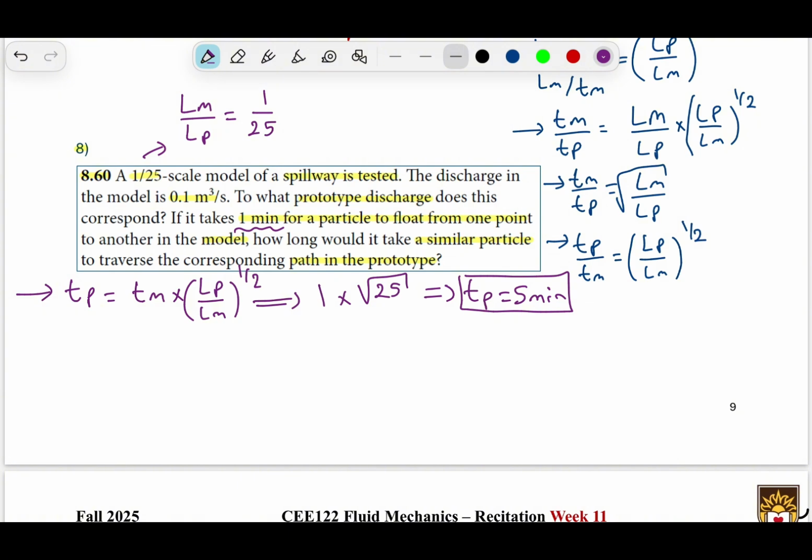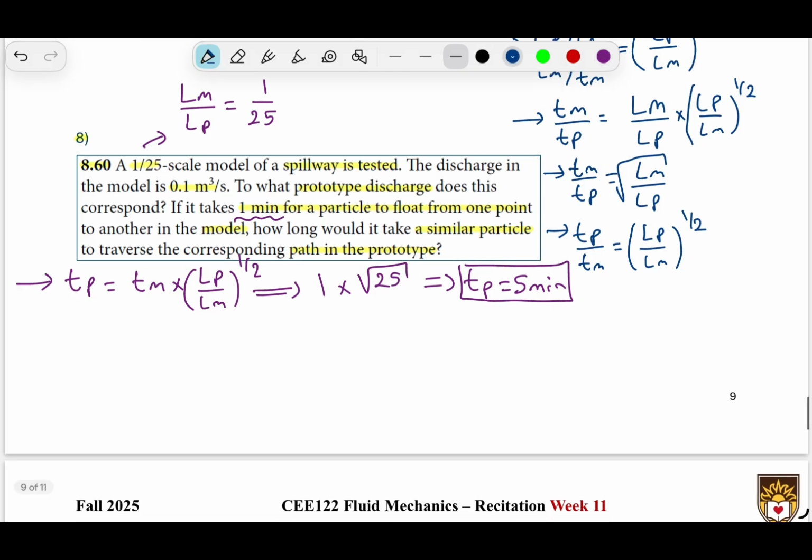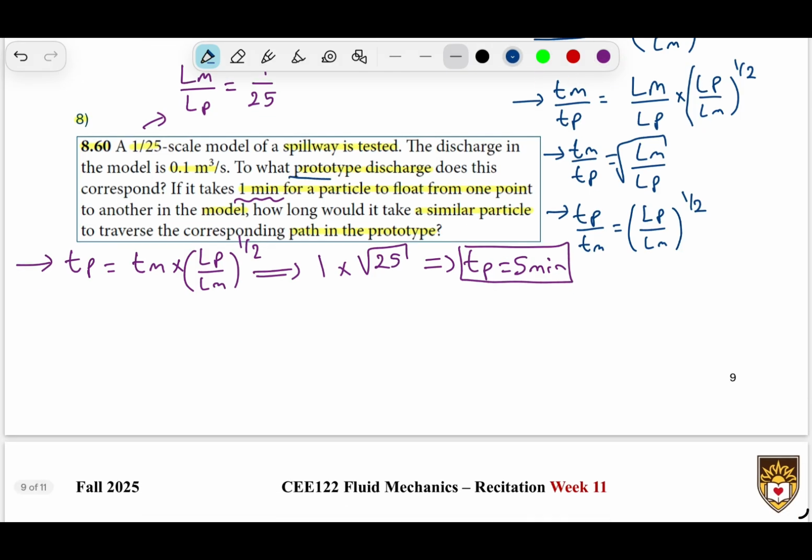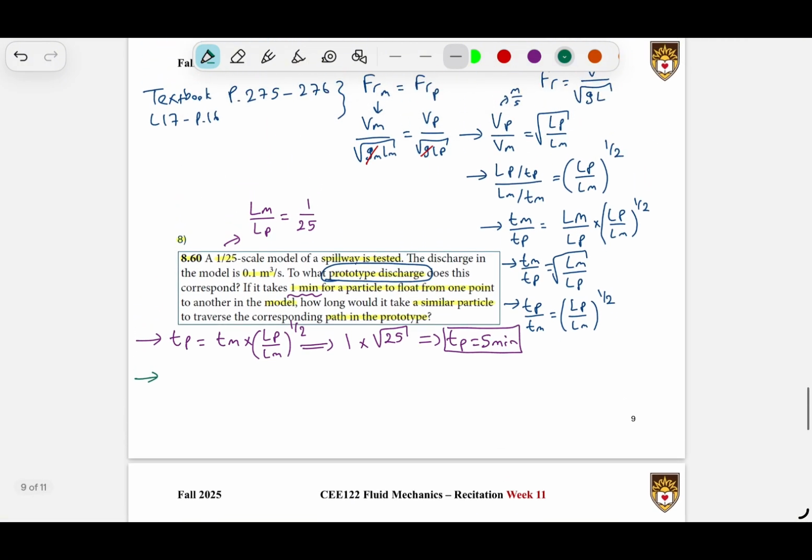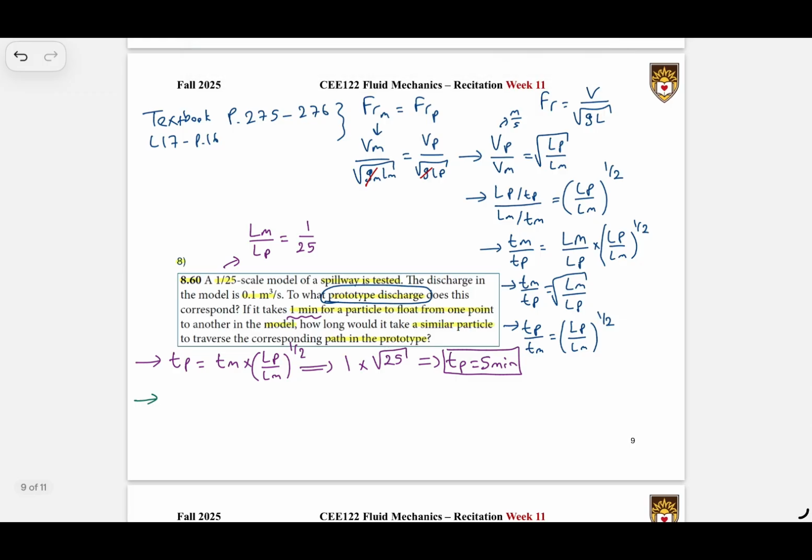So it means in the model, it takes 1 minute for that floating, and in the prototype, it takes 5 minutes. And we also need to find the prototype discharge. So let me continue from here. If we consider these Froude numbers again, we can continue with that. So I can take the question from here.